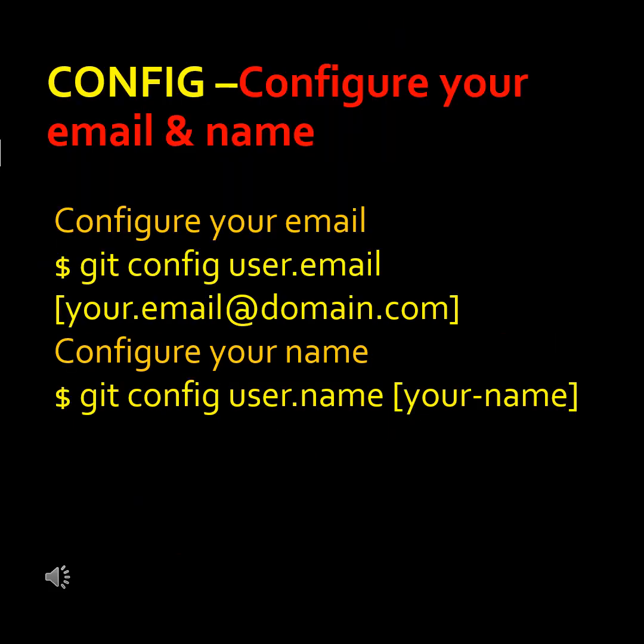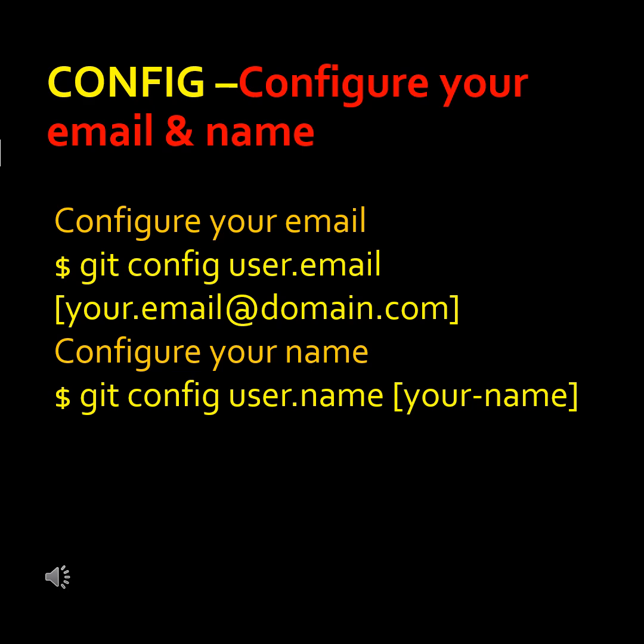Whenever we are working on Git Bash, we need to configure our email and name so that it will show that those changes and commits were made by us. For that, we can use git config user.email and our email, so that our email gets configured. After that, we can configure our username with git config user.name and our name, so that whenever we make a push, our name will come under that particular push.